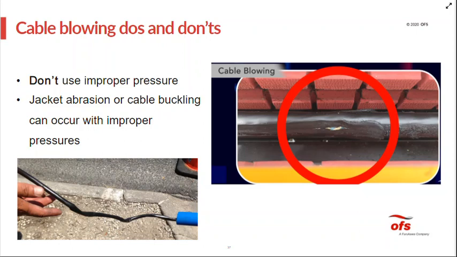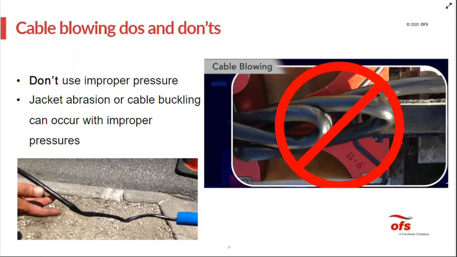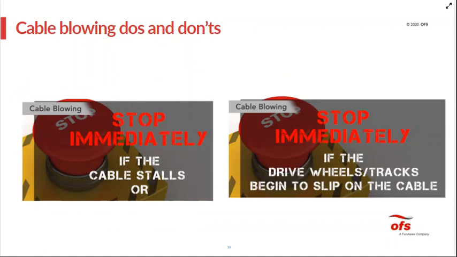On the lower left, we can see where the cable has been buckled. Again, what has happened is that the cable has slowed down, perhaps has stalled. The drive motor of the blowing machine is continuing to push the cable and actually pushes hard enough to buckle the cable inside the inner duct. One last example on the upper right. This is another example where the cable was buckled inside the interduct. So if you see that happen, if the cable stalls, or if the drive wheels or the drive tracks are slipping on the cable, you want to stop the installation immediately to avoid that type of damage.